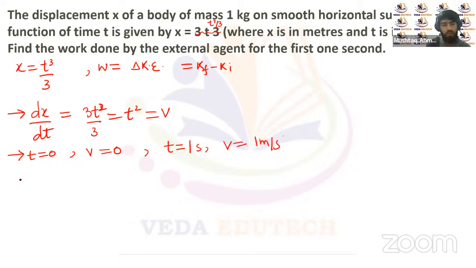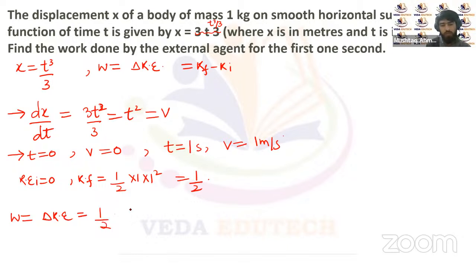Now calculating, the initial kinetic energy is 0, and the final kinetic energy is half m v square. That's half times 1 square, which is equal to half. Therefore, the work done will be equal to delta K, that is, the final kinetic energy, half, minus the initial kinetic energy, which is 0. So half a joule, or 0.5 joules, is the answer for this question. It means that 0.5 joules of work has been done in displacing this body for 1 second.